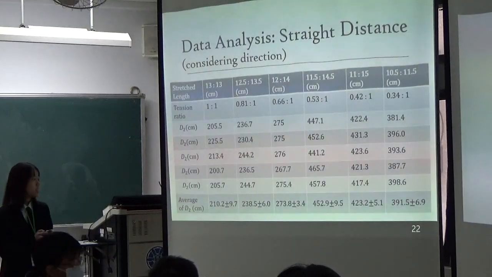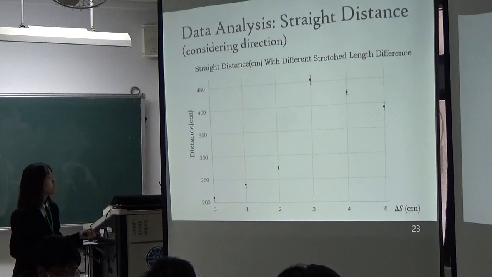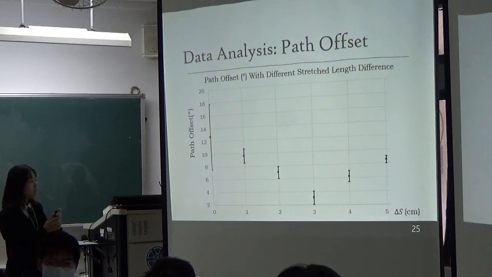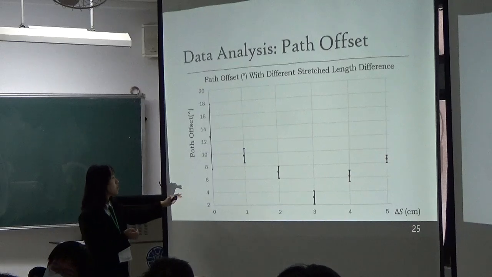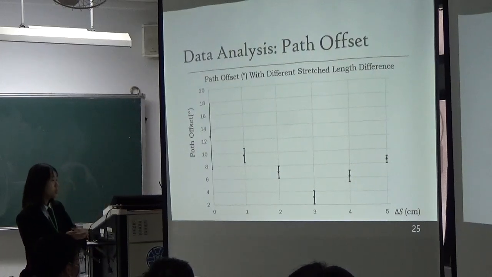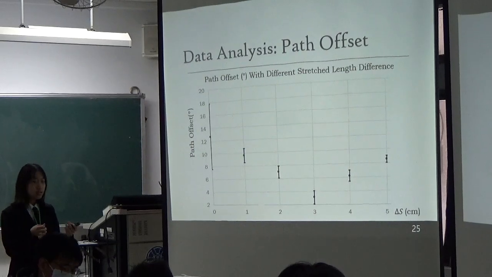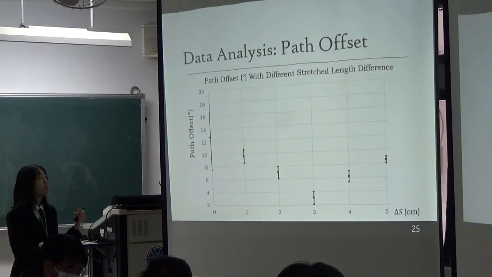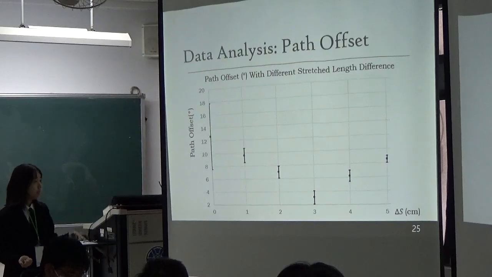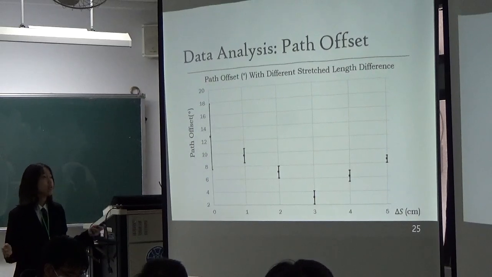And this is the straight distance, and we can see that there is also a peak when the delta S is 3 centimeters. If we calculate the D1 and D2, we can get the path offset, which the angle will be like this. We can see that when the delta S is 0, there is a really huge difference between each time of experiment. I think that is because when you extend the rubber band uniformly, there is no rotational velocity to stabilize its flying. So it will be easier to be controlled by the turbulence or the wind in the environment.